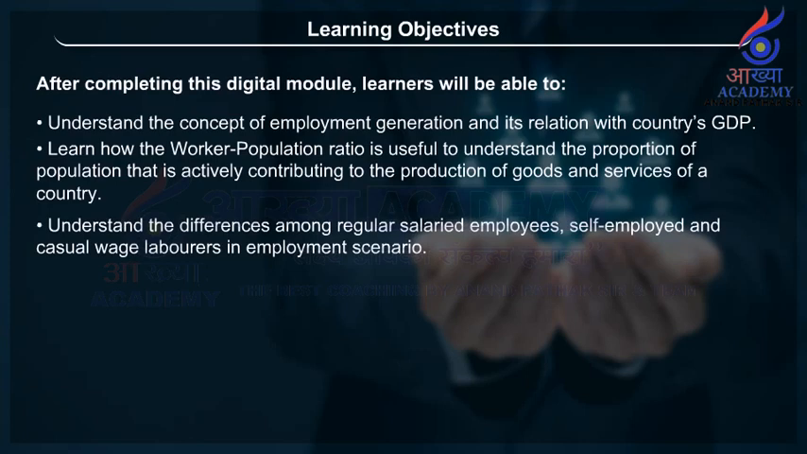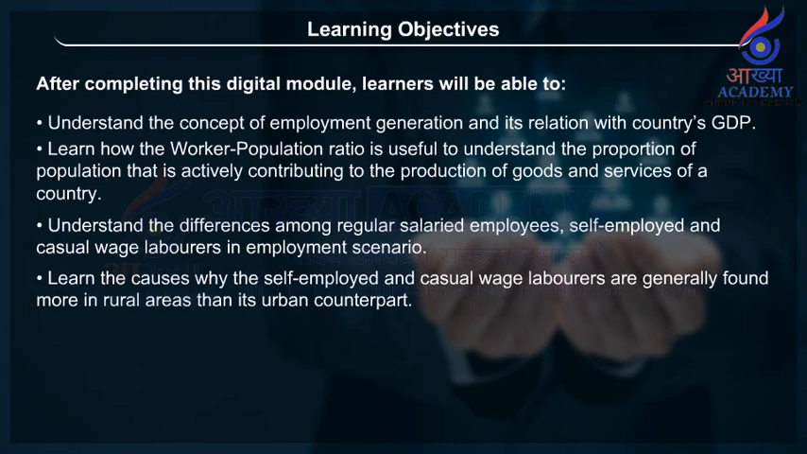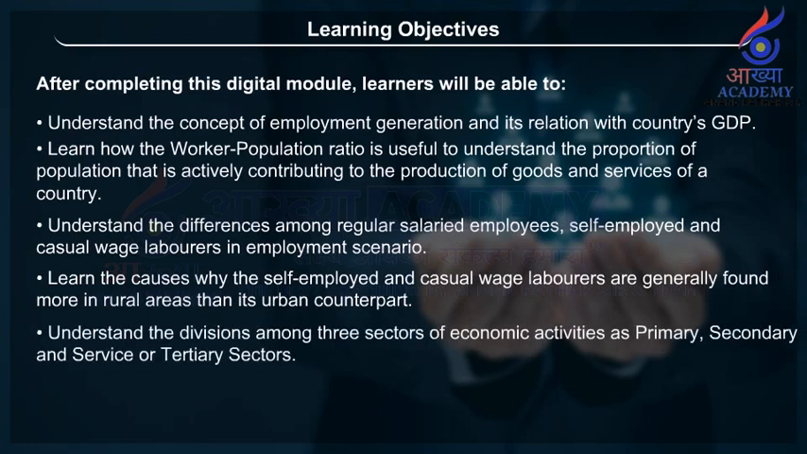Understand the differences among regular salaried employees, self-employed and casual wage laborers in the employment scenario. Learn the causes why the self-employed and casual wage laborers are generally found more in rural areas than in their urban counterpart. Understand the divisions among three sectors of economic activity as primary, secondary and service or tertiary sectors.